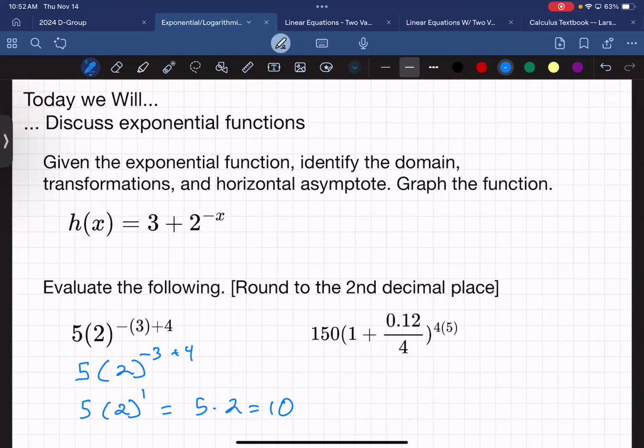Any concerns with that one? Do I need to worry about rounding that one? All right, if it's a whole number, don't worry about rounding it. However, that next one probably isn't going to work out as nice, right? So this is the one you need to get your calculator out. And what you're going to want to put in your calculator is 150 parentheses 1 plus 0.12 divided by 4 close parentheses.